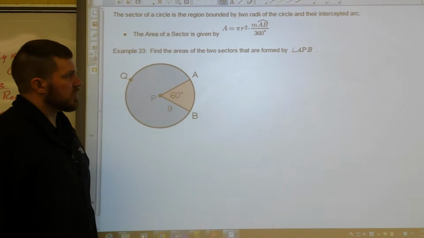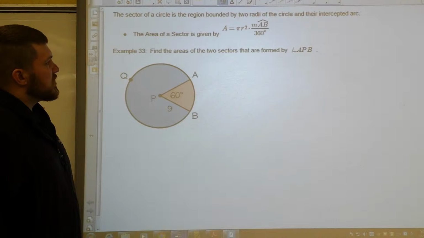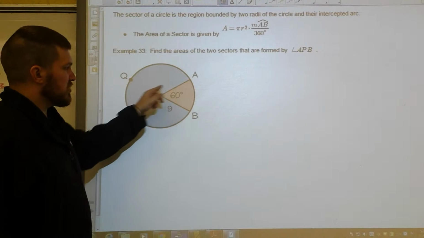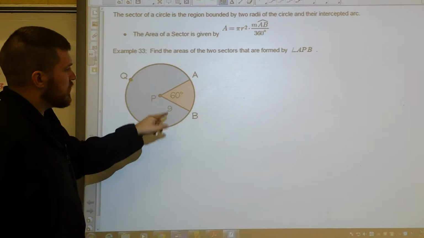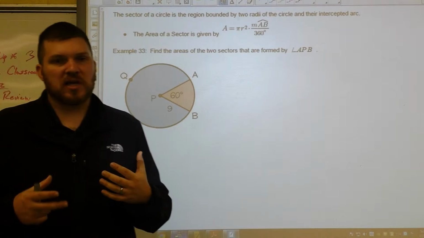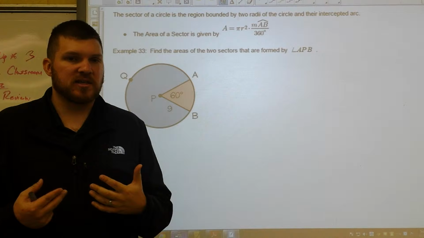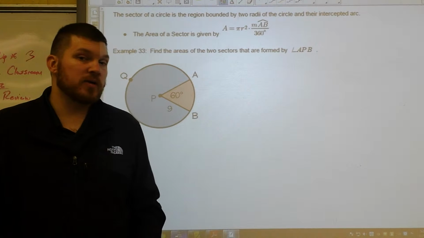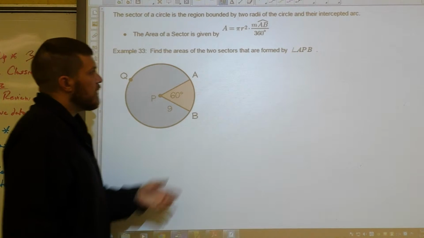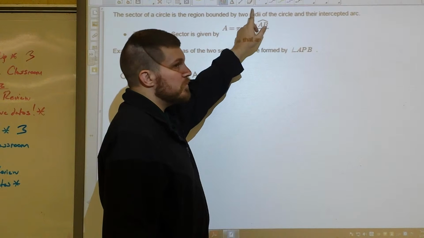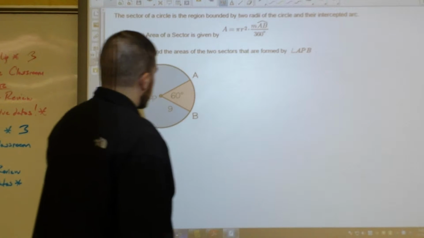Let's find the area of a sector. The area of a sector of a circle is a region bounded by 2 radii of a circle and their intersected arcs. So here, I have 2 sectors. I have a sector in pink and a sector in blue. Think about sectors of circles as pieces of pie at Thanksgiving. When we're finding the area of a sector, we're figuring out how big of a piece of pie we're getting. That's really what we're doing. To do that, we have area equals pi r squared, just like a circle, but then times the measure of the arc divided by 360.